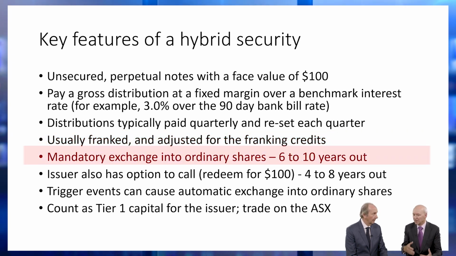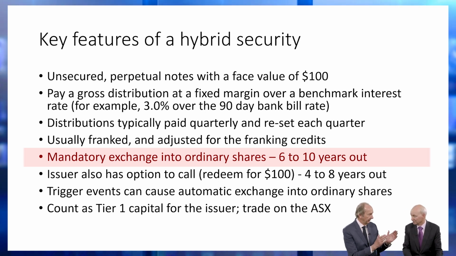Now, in terms of getting your money back, they have what's called a mandatory exchange. You don't have any choice about this, but on a date set out when the issue is established, you will get mandatorily exchanged back into ordinary shares. They have to exchange these back into ordinary shares, provided they meet a test. We'll come to that. Okay. Typically, that's about 6 to 10 years out.